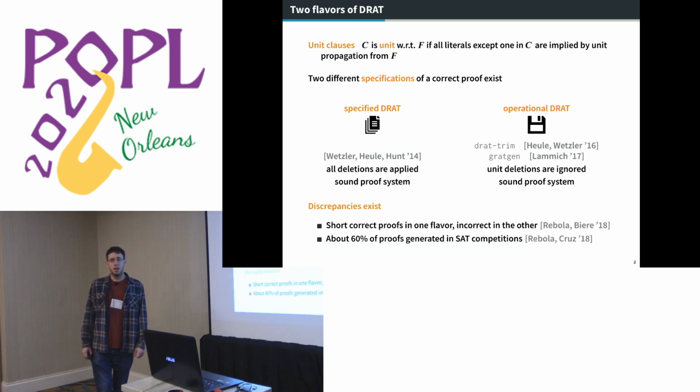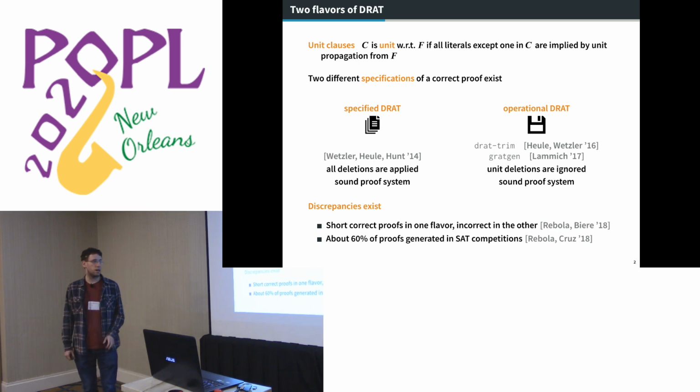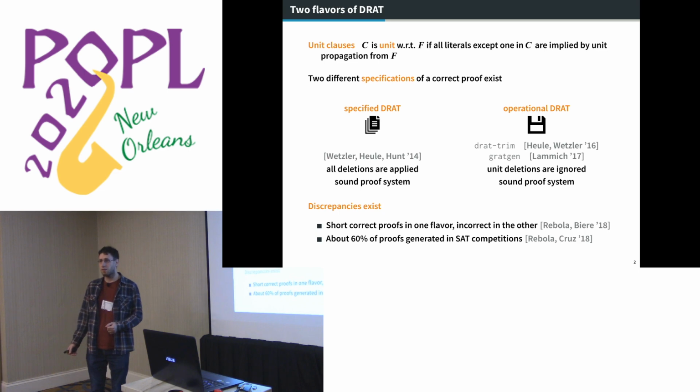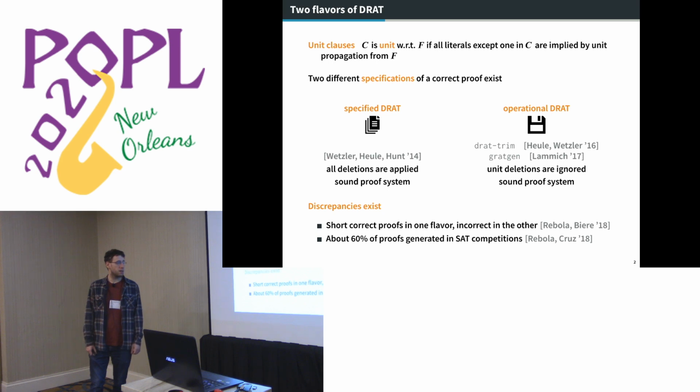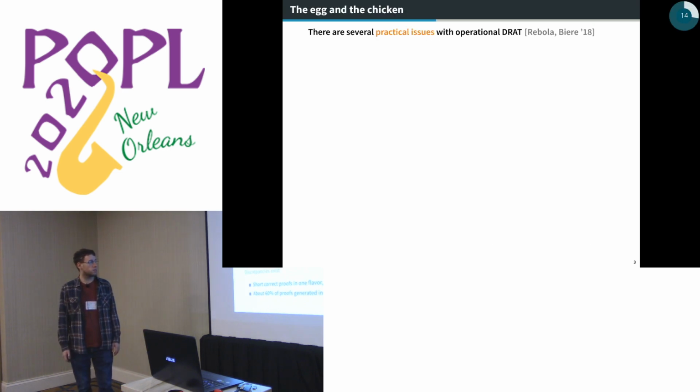Are they the same? Not really. So discrepancies exist. You can come up with constructed proofs that are very short, like five lines long, and they're correct in one flavor, but not in the other. But it gets even worse. Currently in SAT competitions, or this is what we found in 2018, about 60% of the proofs generated by SAT solvers in the competition are classified as correct by the checkers, and in fact correct under the operational DRAT, but according to the specification, they're incorrect.